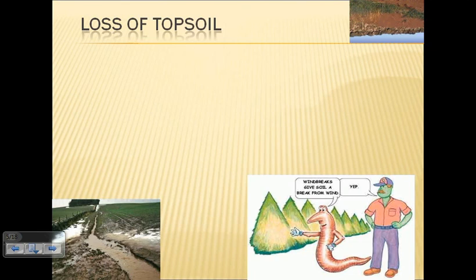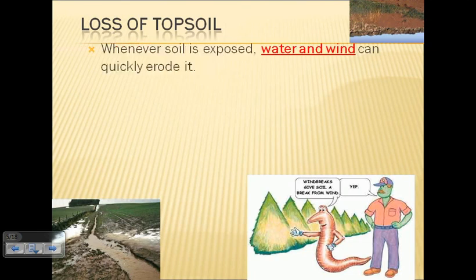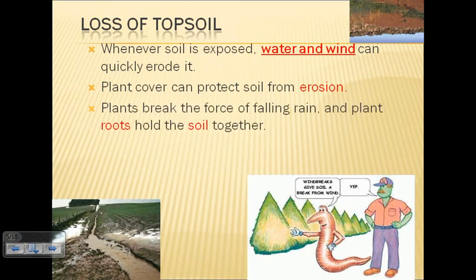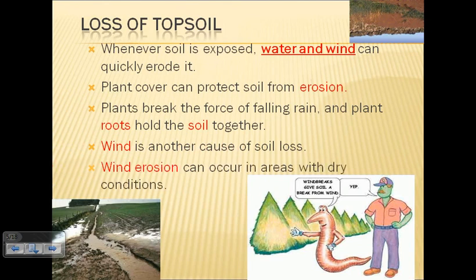So let's talk about loss of topsoil. Whenever soil is exposed, water and wind can quickly erode it. Plant cover can protect soil from erosion. Plants serve to break the force of falling rain, and plant roots hold the soil together. Wind is another cause of soil loss. Wind erosion can occur in areas with dry conditions.